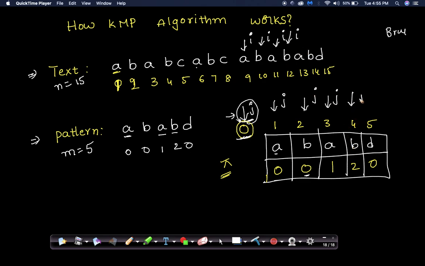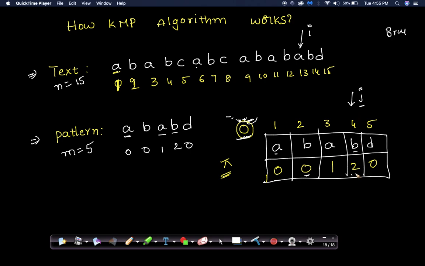Then we have to increment the value of j by 1 and the value of i by 1. Right now my j plus 1th index value is d and the ith index value is a, so there is a mismatch. Then what we have to do, we have to go back. Instead of moving the ith position back, here I am going to move my jth position according to this longest prefix suffix table.